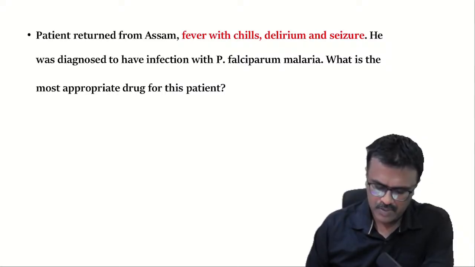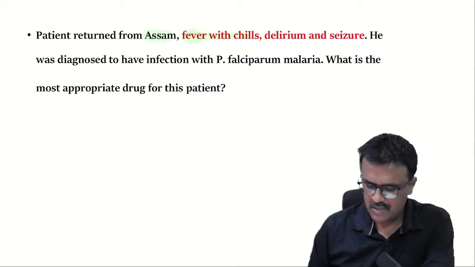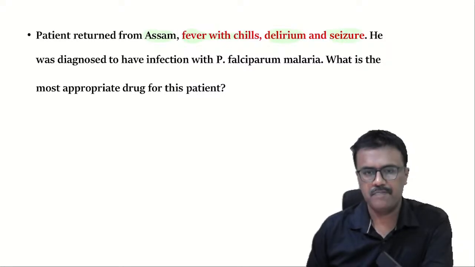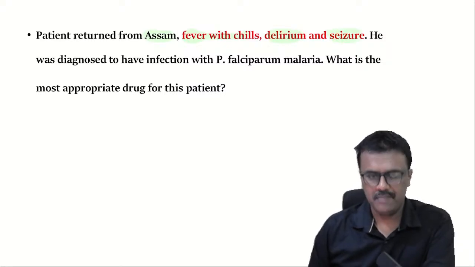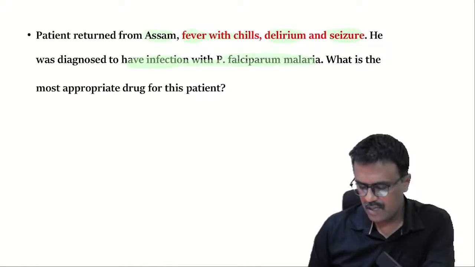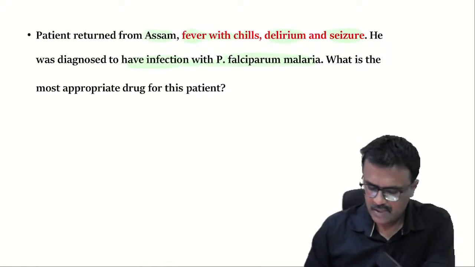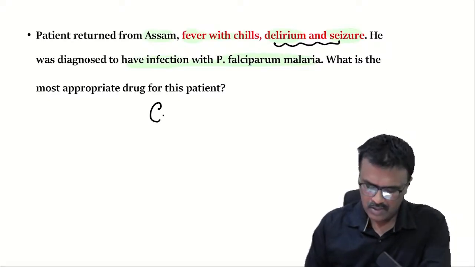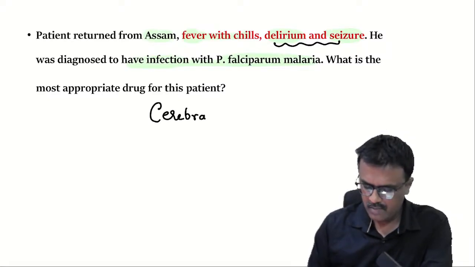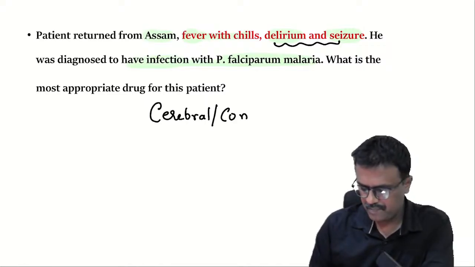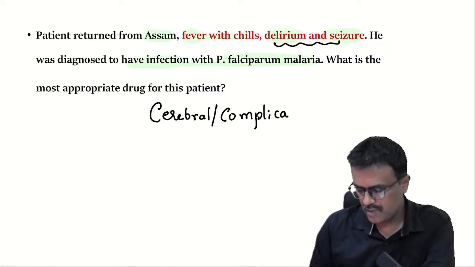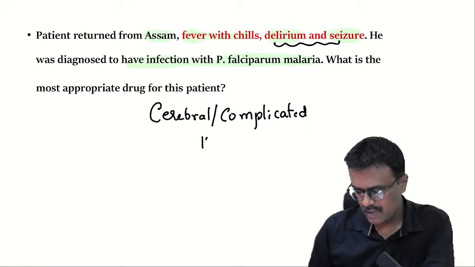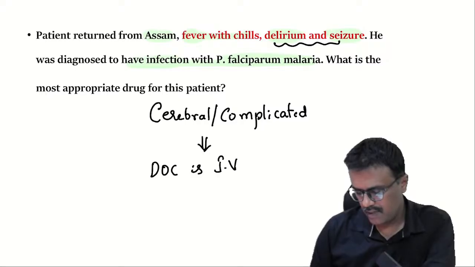Okay, another case. Patient returned from Assam, fever with chills, delirium, seizures. So fever with chills, malaria. Diagnosed to have malaria, but what is this malaria? It's a complicated malaria because the patient is having seizures. So cerebral or complicated malaria. What is the drug of choice? The drug of choice is IV artesunate.